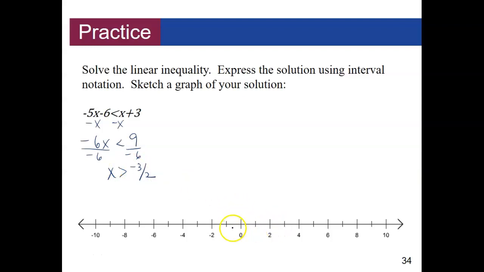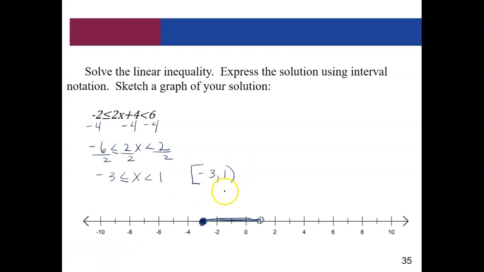So we'll come down and graph that. This is negative 1.5. So that's going to put us here. And we want it to go in this direction. And our interval is going to be negative 3/2 to infinity.